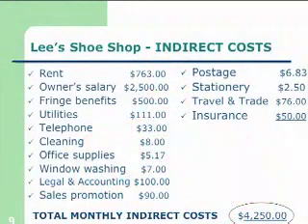Then the fifth thing that we did is plug in the indirect cost, which we determined in slide 9. In this slide, we want to determine the total amount of sales that Lee's Shoe Shop must have in order to determine the price. In this case, you would add your direct cost to your indirect cost, and the total for that is $10,625.